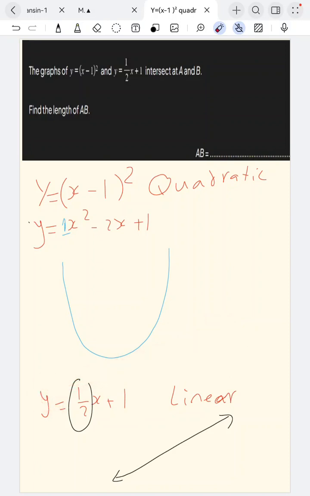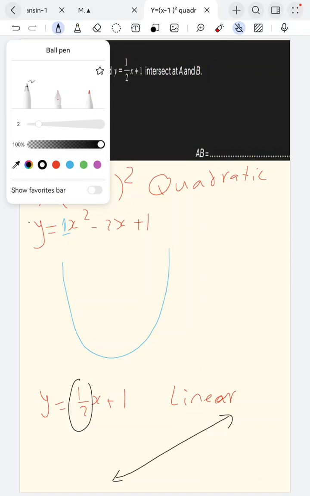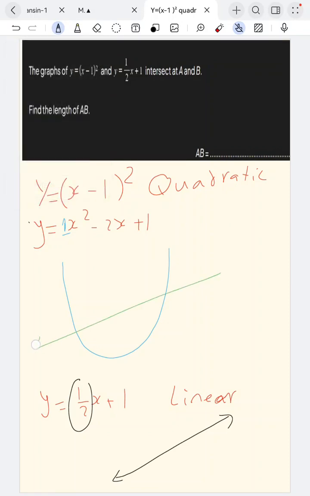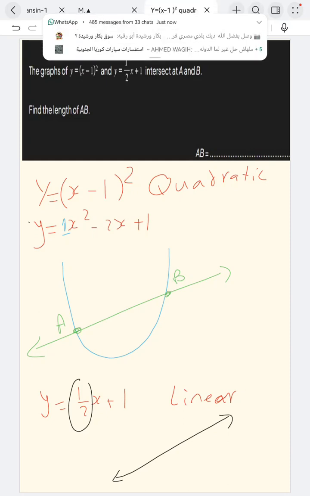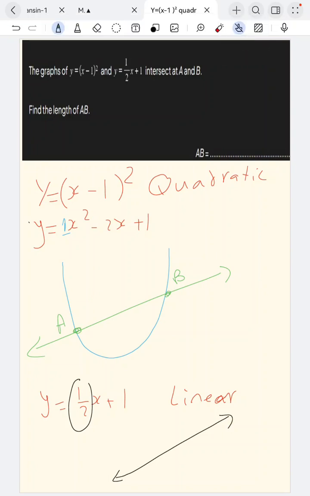So he says here that they intersect in A and B. That means they are going to intersect in 2 points. So it will look like that. Let me change the color. For example, we'll have 2 points. One of them is called A, and the other one is called B. Okay, so now we need to find these intersection points.